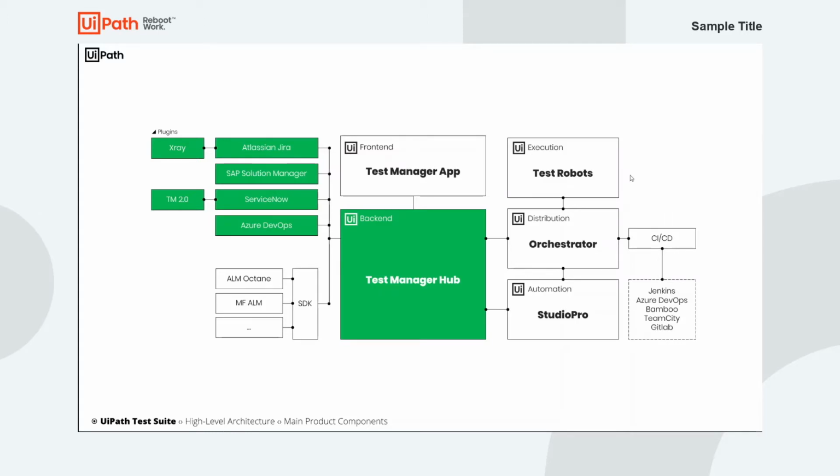On the right hand side you see tools from UiPath. We have the robots, which are there to execute automation for RPA and for automated testing. We have the Orchestrator, which orchestrates automation of any kind. And we have Studio Pro, which lets us build automation for RPA and for automated testing at the same time. In addition, we can use a CI/CD pipeline to trigger execution through Orchestrator.